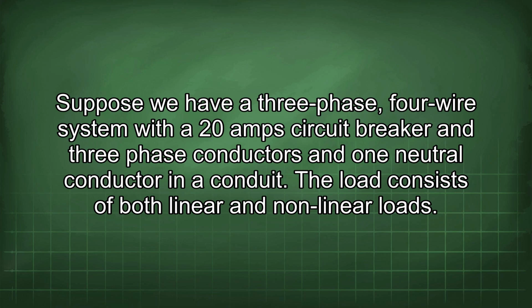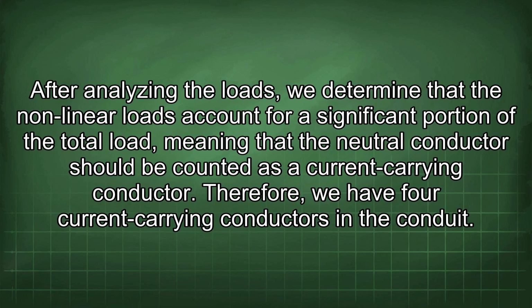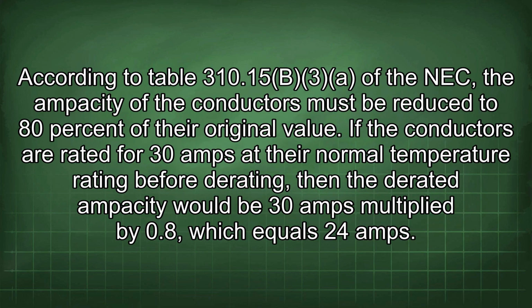in a conduit. The load consists of both linear and non-linear loads. After analyzing the loads, we determine that the non-linear loads account for a significant portion of the total load, meaning that the neutral conductor should be counted as a current carrying conductor. Therefore, we have four current carrying conductors in the conduit. According to Table 310.15(B)(3) of the NEC, the ampacity of the conductors must be reduced to 80% of their original value.